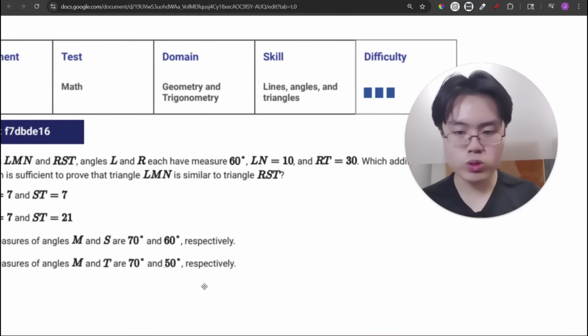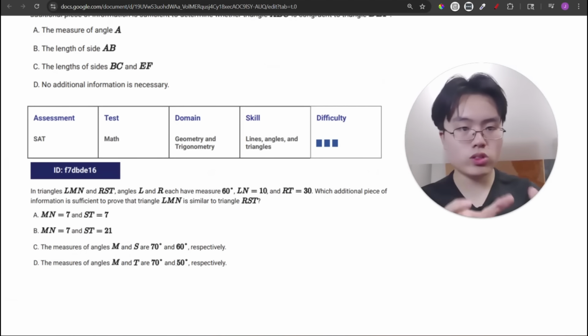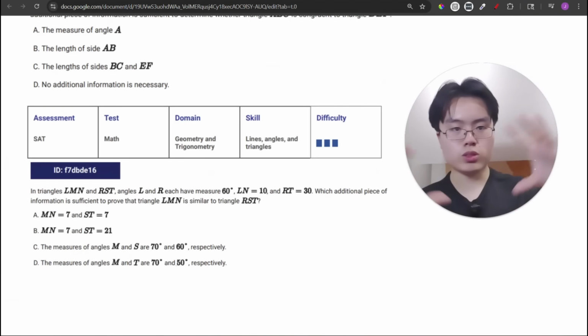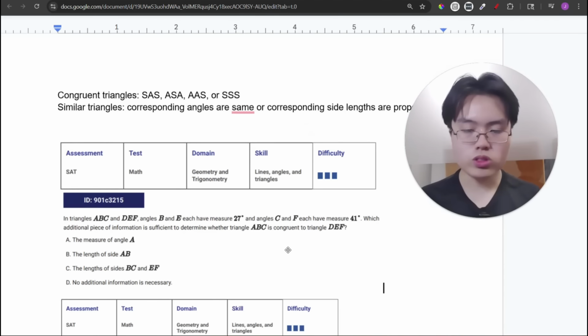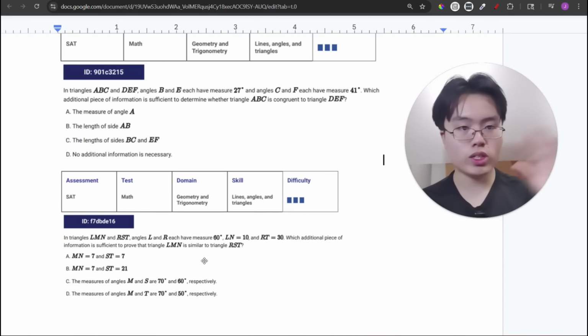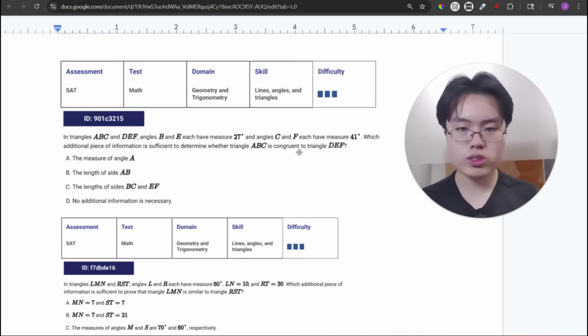And then similar, which we talked about earlier, is just one of them is bigger than the other one. They have the same angles, the proportions are the same, but one of them is just bigger than the other one. That's similarity. Okay, so those are the differences between congruency and similarity. It's really important that you know, because a lot of people get those confused. Congruency is they're the same, similar is one of them is bigger than the other one, but everything else is the same, like the angles and everything.